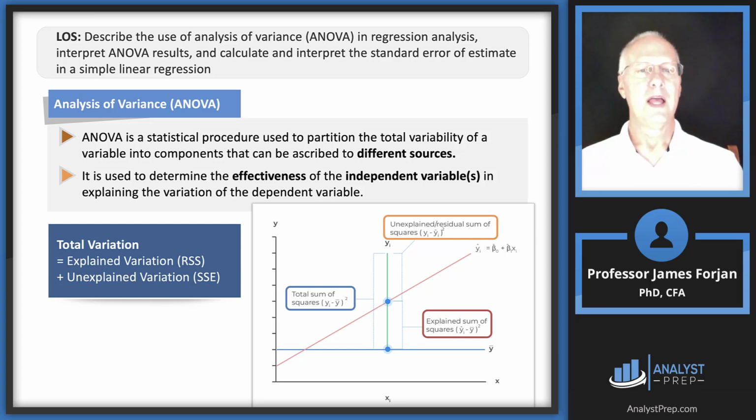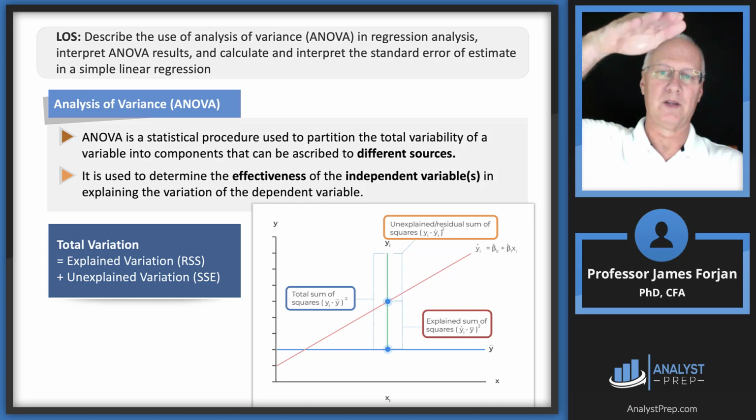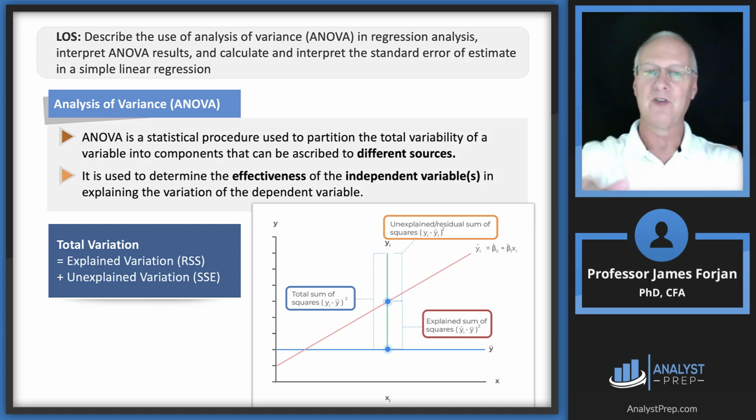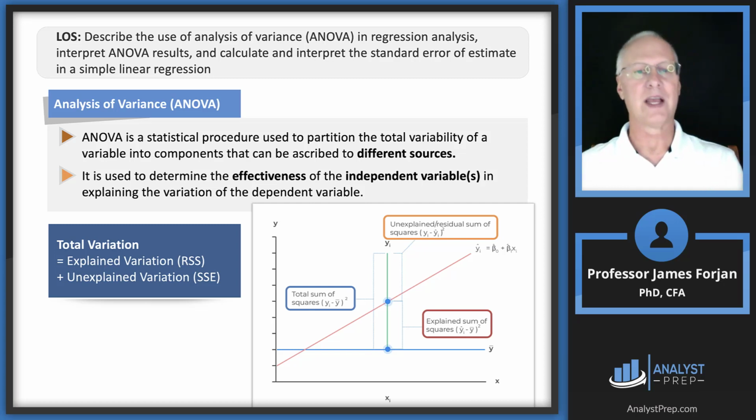All right, so the analysis of variance is a statistical procedure to partition total variability. So we have total variability that looks like this, and then we want to chop it into its 2 parts. And this is used, go ahead and look at that second arrow point, to determine the effectiveness of the independent variables in explaining the variation of the dependent variable.